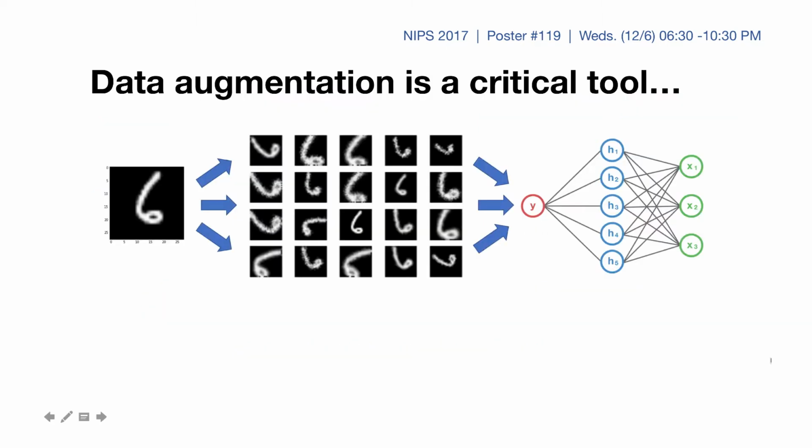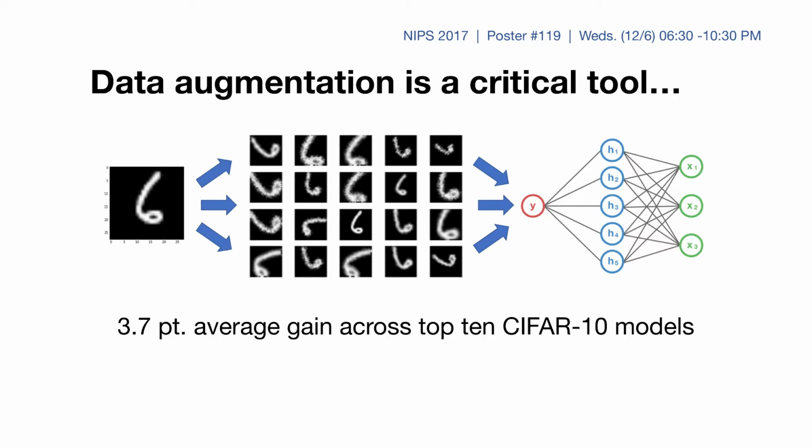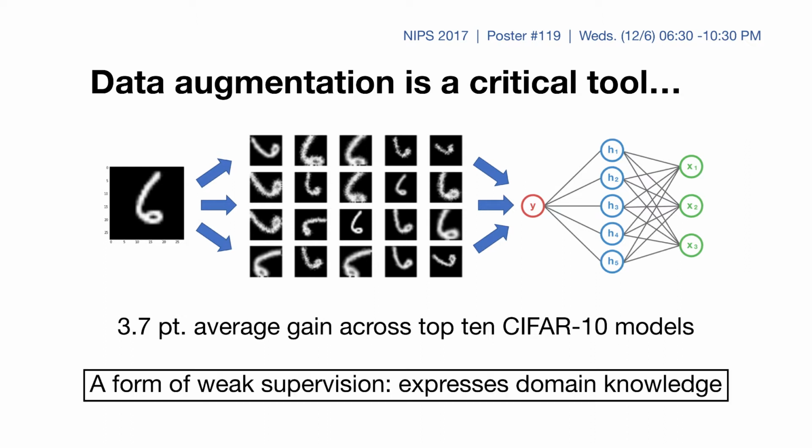Data augmentation is the technique of artificially expanding labeled training sets by transforming data points in ways that preserve class labels, like small image rotations or random crops. Data augmentation has become a critical tool in deep learning pipelines, and it's used in nearly every single state-of-the-art image classification result today. It can also be viewed as an important form of weak supervision, allowing domain experts to inject knowledge of task or domain-specific invariances in a simple, model-agnostic way.